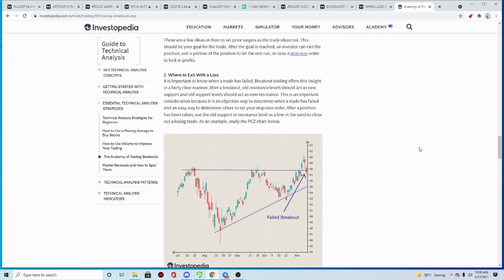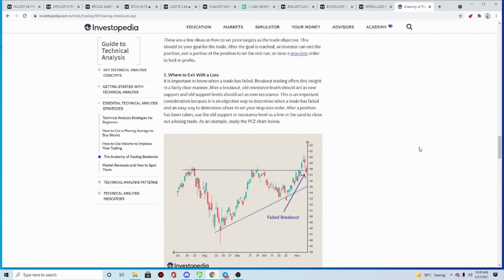All right. Now, where to exit with a loss. This is also important. It is important to know when a trade has failed. Breakout trading offers this insight in a fairly clear manner. After a breakout, old resistance levels should act as new support, and old support levels should act as new resistance. This is an important consideration because it is an objective way to determine when a trade has failed.